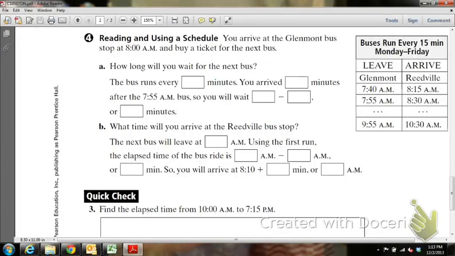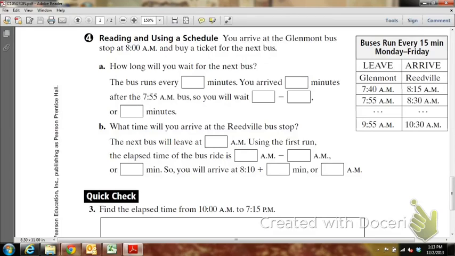Okay, now we're going to do elapsed time on a table. You arrive at the Glenmont bus stop at 8 a.m. and you buy a ticket for the next bus. How long will you wait for the next bus? Well, let's look at the table. The bus runs every, we're at Glenmont. Okay, so you have to look at the right column. So we're looking at the Glenmont column. And the bus runs every, how many minutes is this? This is 15 minutes.